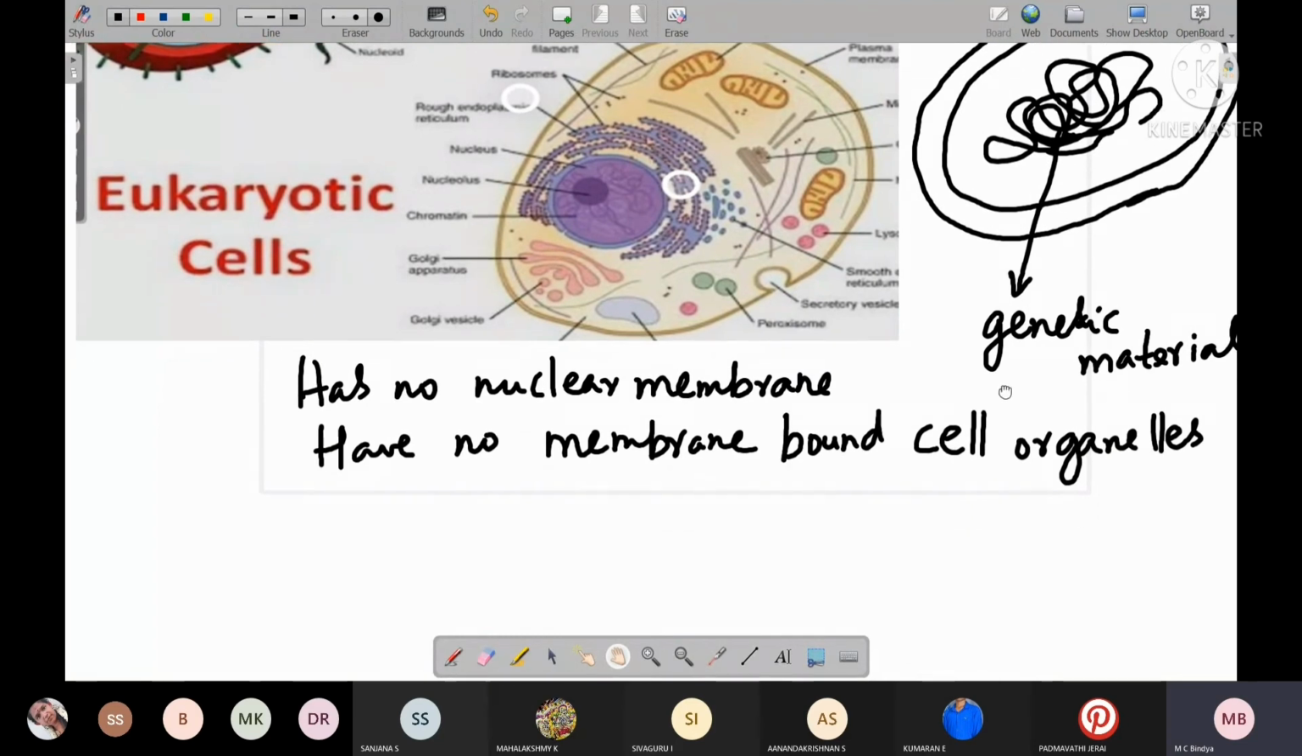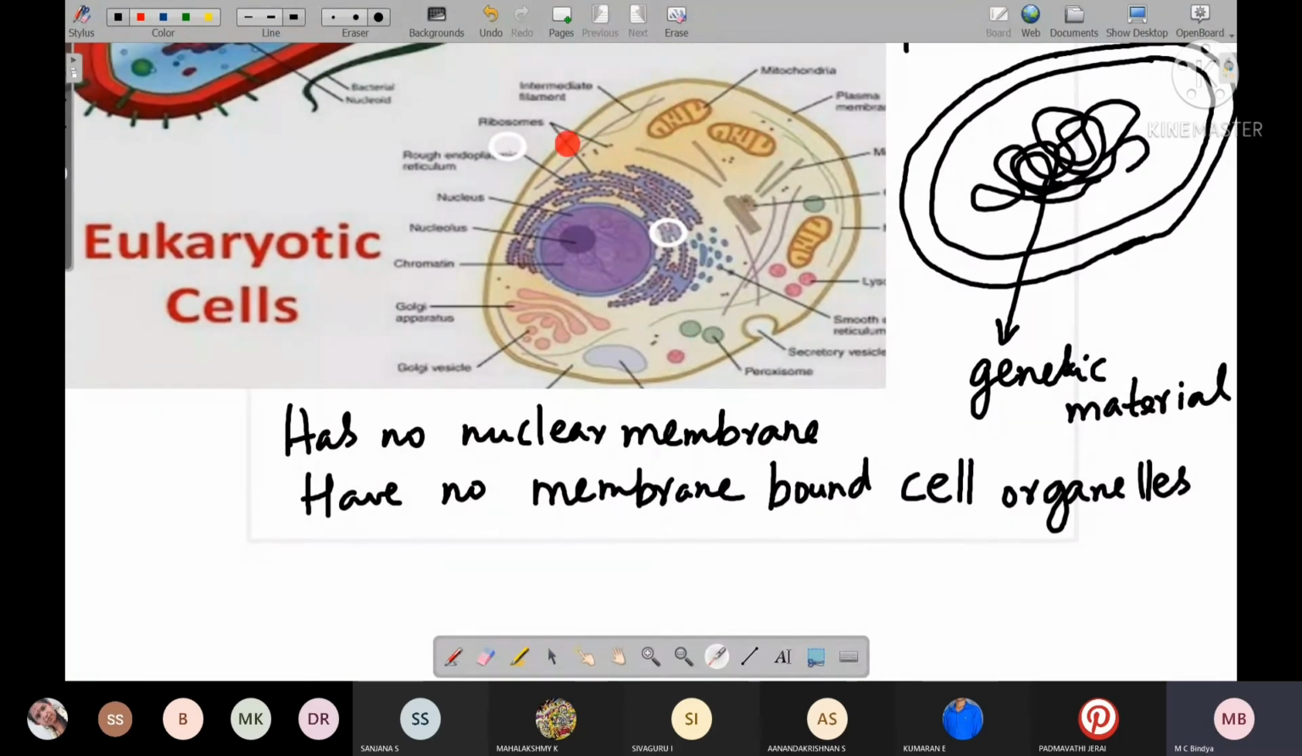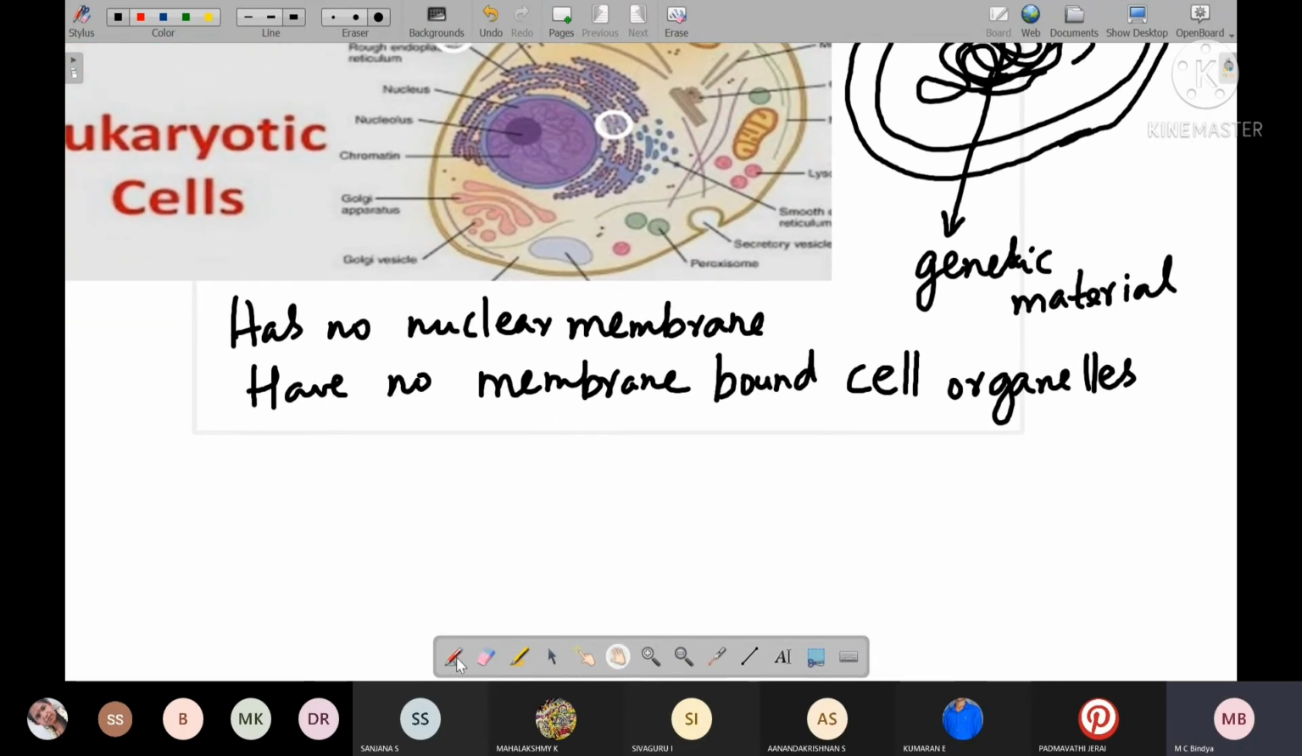Now we will come to eukaryotic cells. So the eukaryotic cells you can see here. Eukaryotic cells have a double walled nuclear membrane. So the genetic material is surrounded by a nuclear membrane. It also has other membrane bound cell organelles like endoplasmic reticulum, mitochondria, lysosome, vacuole, Golgi apparatus, so many membrane bound organelles, because each cell organelle has a membrane. So eukaryotic cells have membrane bound cell organelles, whereas prokaryotic cells don't have them. So an example of a prokaryotic cell is bacteria.